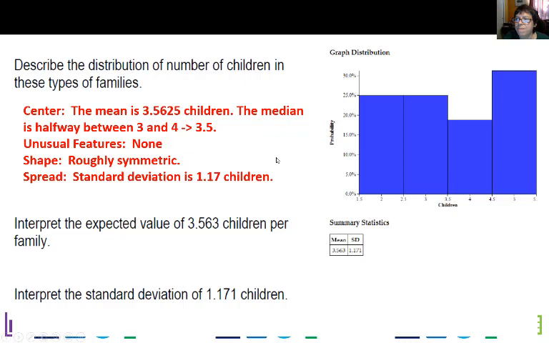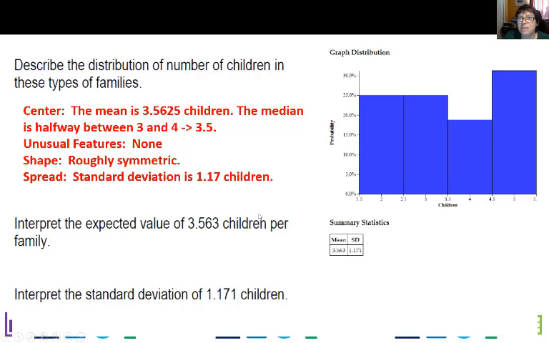Nothing unusual in terms of gaps or outliers. And I would actually call this roughly symmetric. Actually, I would call this roughly uniform. I should say uniform there. In fact, I don't think I can type. Put uniform down here. All right. And then the standard deviation is 1.17 children.